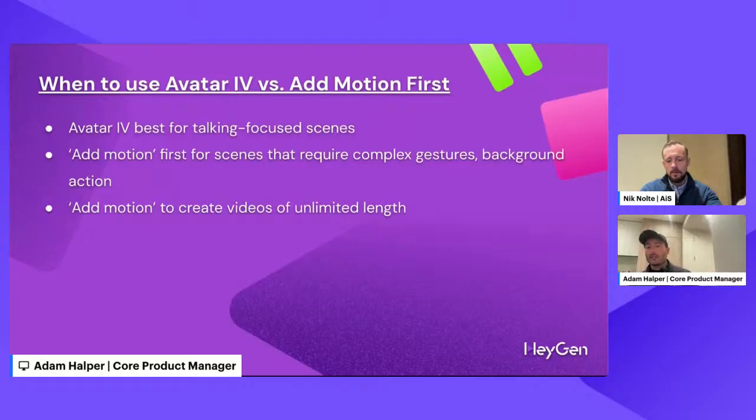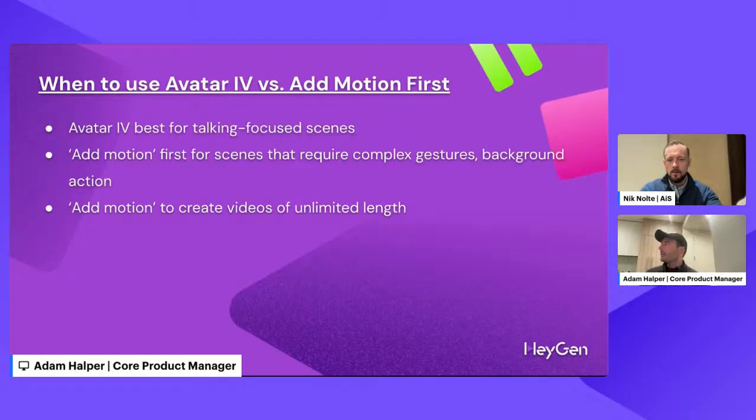Avatar 4 is best for talking-focused scenes, where what you're saying is really the emphasis of the shot. Avatar 4 is best because all of that movement is driven by what you're saying, so it's guaranteed that your movements align with the script. Add Motion: you might want to add motion first for scenes that require complex gestures or background action, where Avatar 4 is really built for speaking.